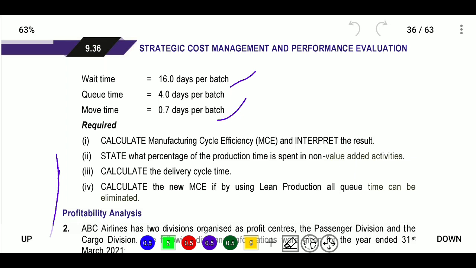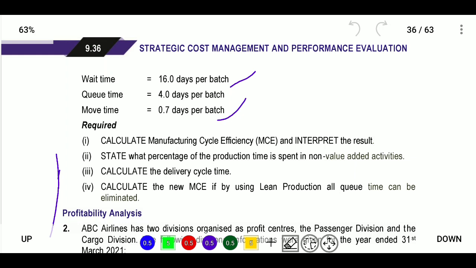Next, state what percentage of production time was spent in non-value added activity. Non-value added activity is activity which does not add value. It may be inspection time, waiting time, moving time, etc. We will take all those times, and also the value added time. After that, we will compare them and divide to get the percentage.